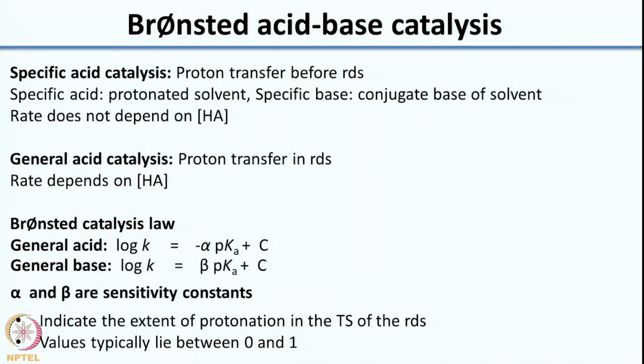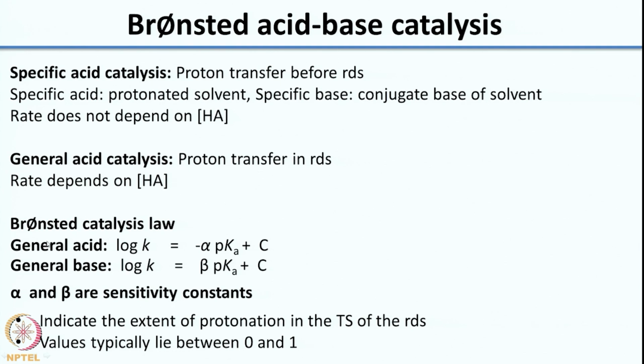Then we had looked at specific acid catalysis and general acid catalysis. Specific acid catalysis is where proton transfer takes place before the rate determining step, and it is only the protonated solvent concentration or the conjugate base of solvent that is important. The rate does not depend on HA. We had also looked at general acid catalysis where proton transfer occurs in the rate determining step and the rate depends on the concentration of HA.